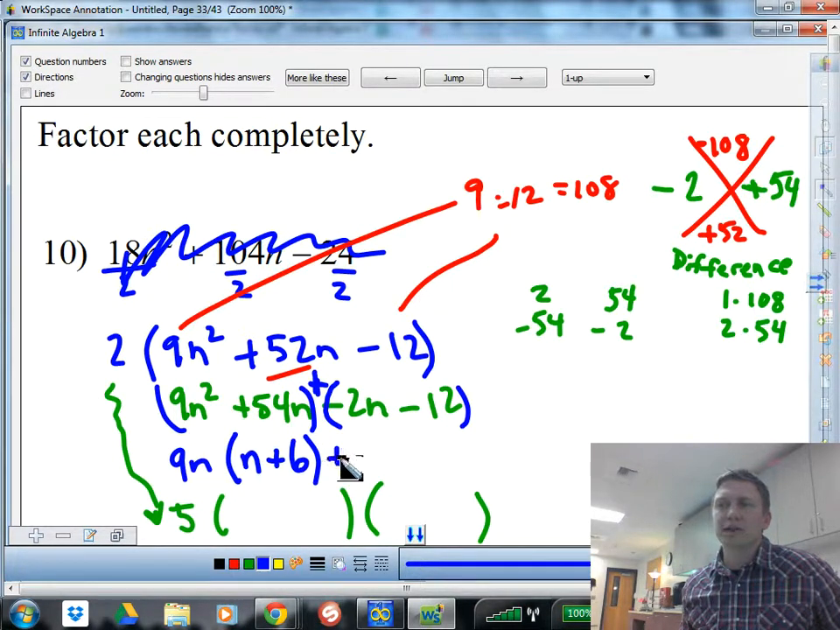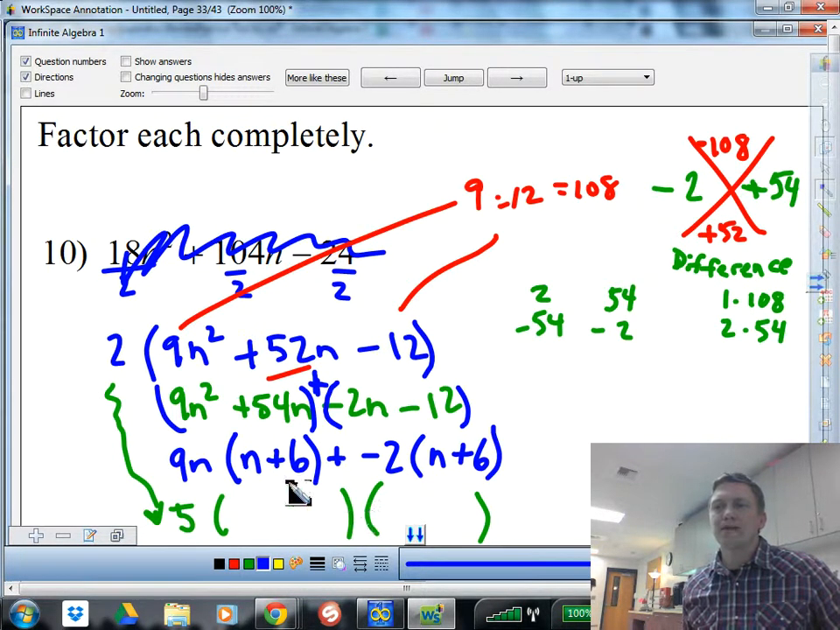So we're going to go plus, and we'll go factor out a -2. And what's left? N plus 6. Just like that. We did it correctly if this piece matches this piece. The N plus 6 and the N plus 6 are all the same exact thing.